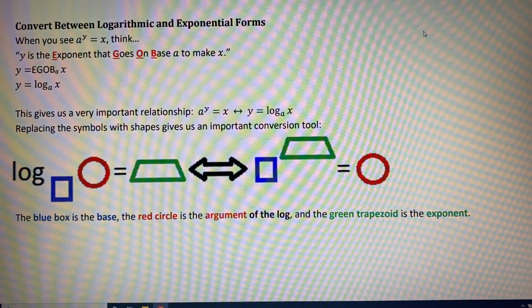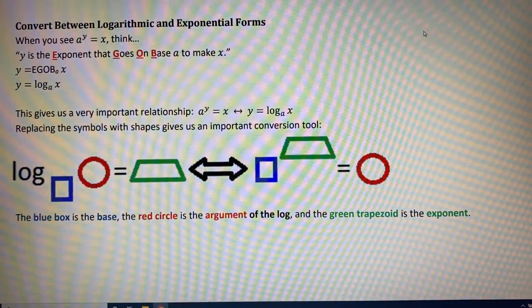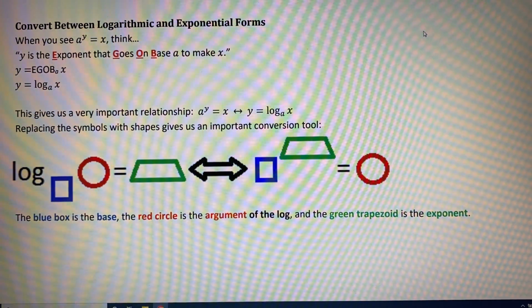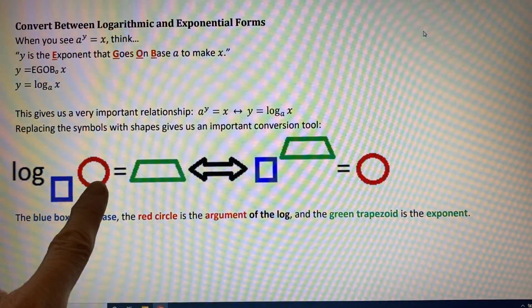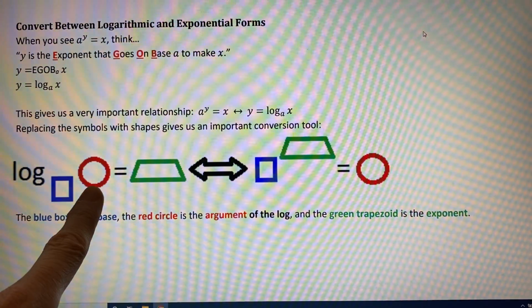Now I'd like to share two comments with you about these names. First, argument is a term we've heard before. Earlier this semester, we learned the 4 steps for finding domain. Step 3 is that a log argument must be greater than 0. We now know what that looks like. An argument is the thing you're taking the log of.